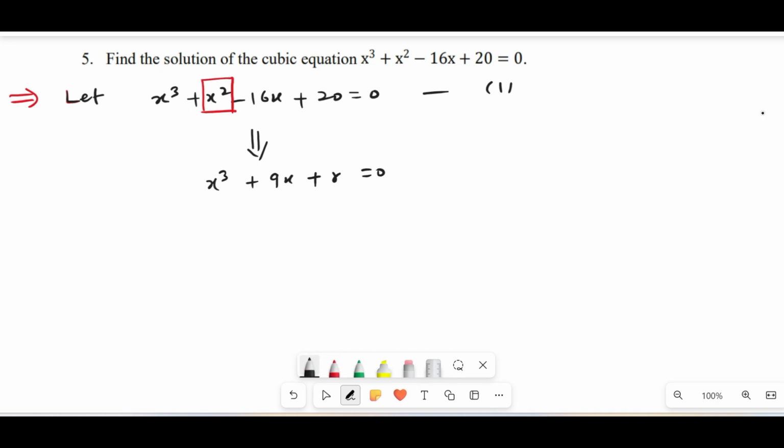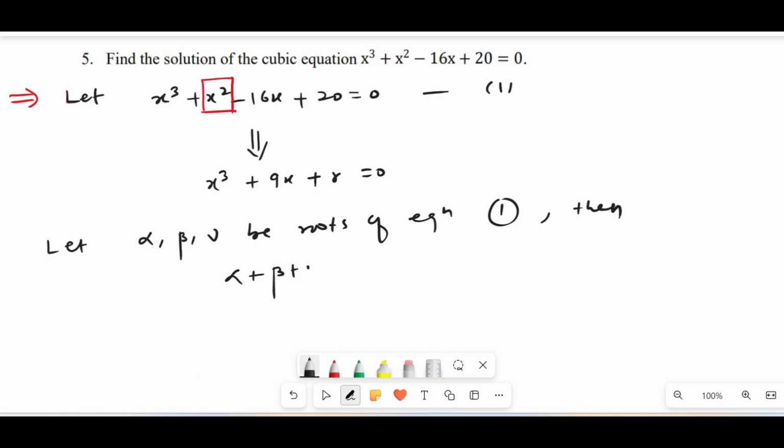So now we need to assume, let alpha, beta, gamma be the roots of equation 1. Then the sum of roots alpha plus beta plus gamma is equal to -1. That is equation number 2.